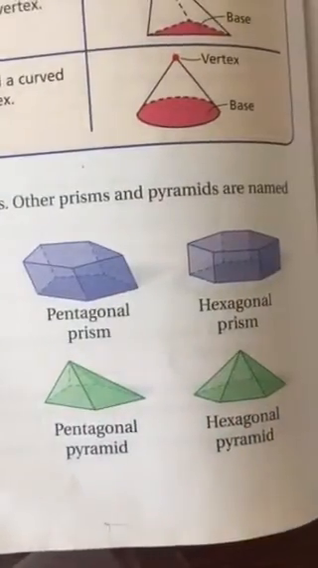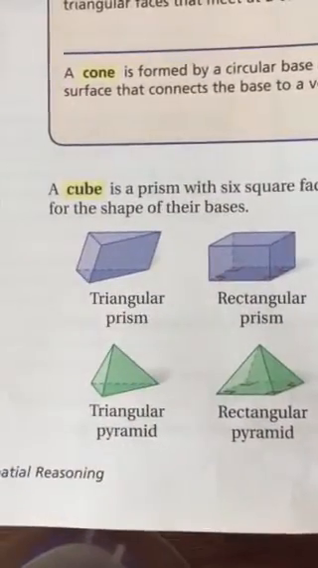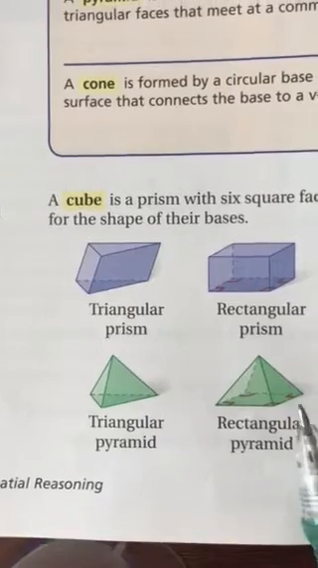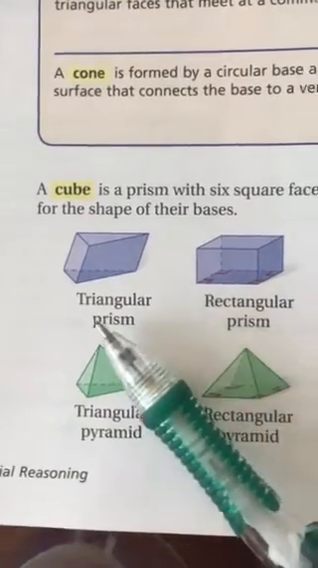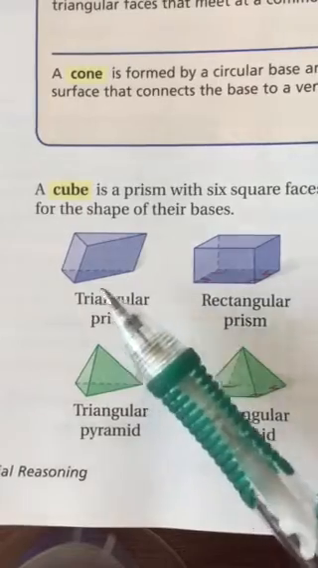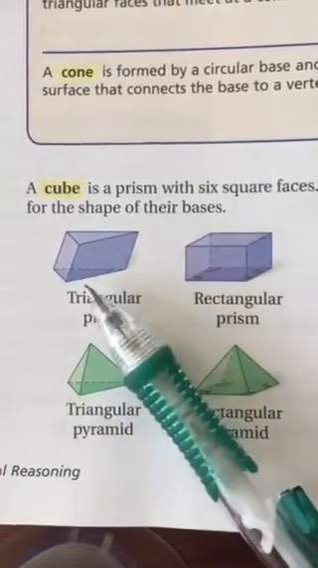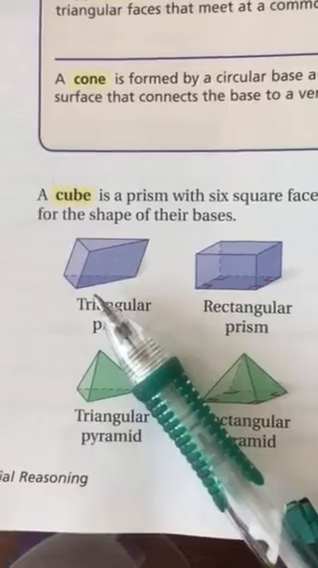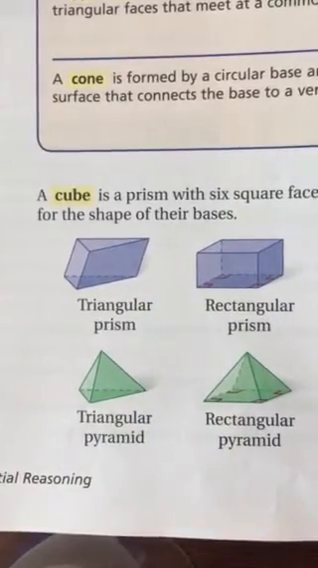Other prisms and pyramids are named for the shape of their bases. So let's take a minute to look at that. These are all prisms because they all follow the definition of a prism with 2 bases that are parallel and congruent. And I'm going to pause there for just a minute and I will restart in the next video.